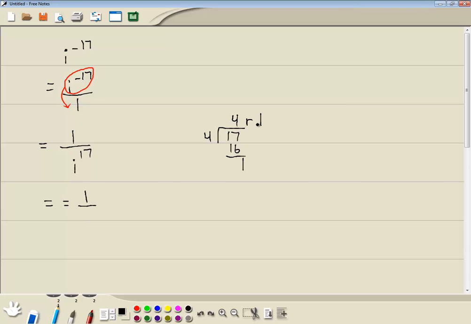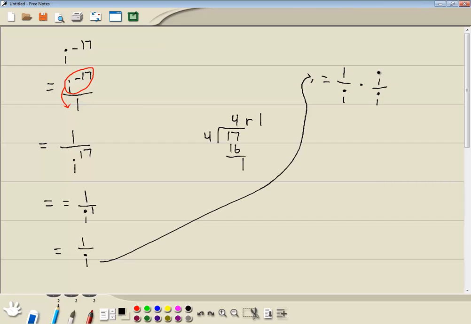So we can rewrite i to the 17th power as i to the remainder when we're dividing by 4. So we'll rewrite that as i to the first, which gives us 1 over i. And we can't have an i down in the denominator. We've already seen that. So we're going to multiply the top and bottom by an i.